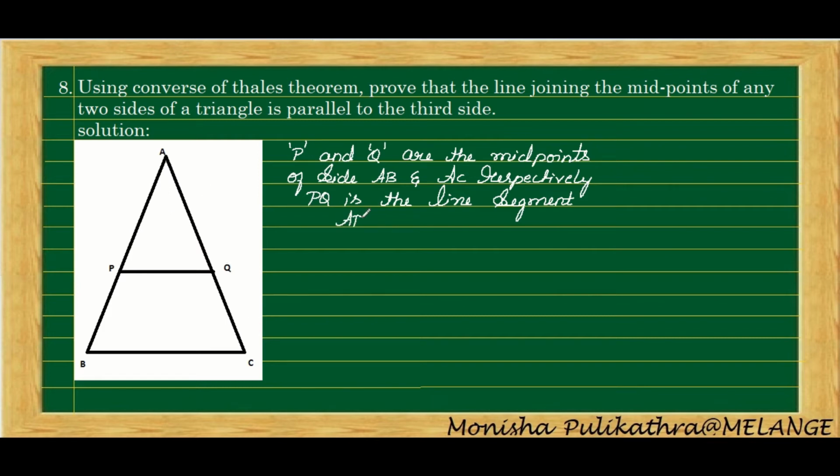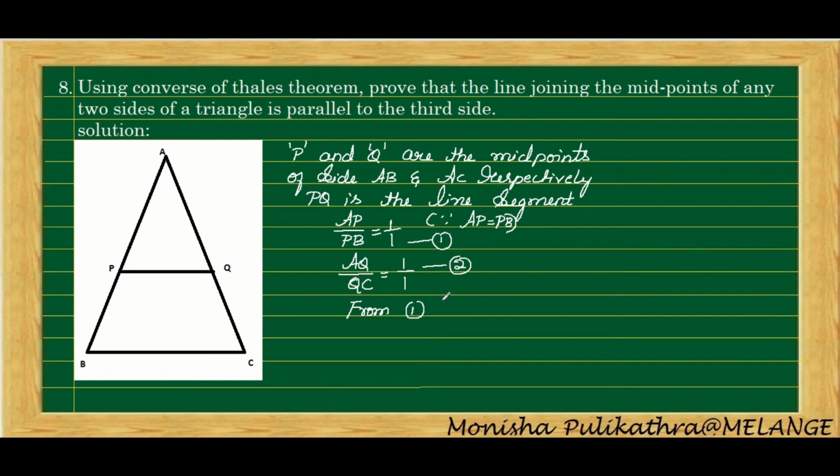Therefore, AP by PB is equal to 1 by 1. Why? Because AP is equal to PB, so if it cancels, it will become 1 by 1. In the same way, AQ by QC is equal to 1 by 1, because AQ is also equal to QC. If we cancel it, it will become 1 by 1. Let this be equation 1 and let this be equation 2.